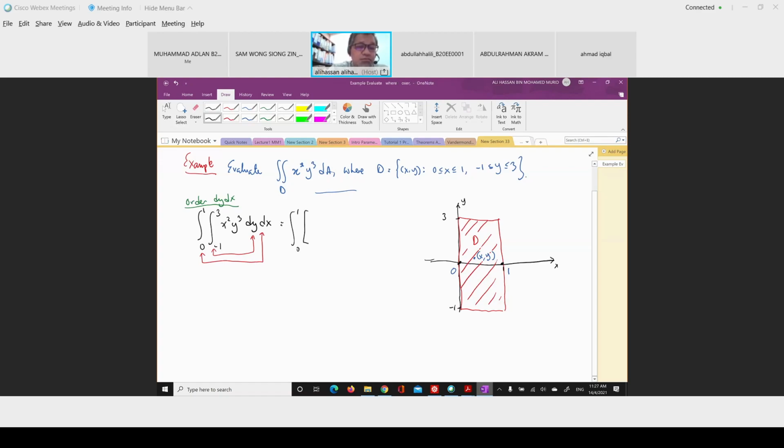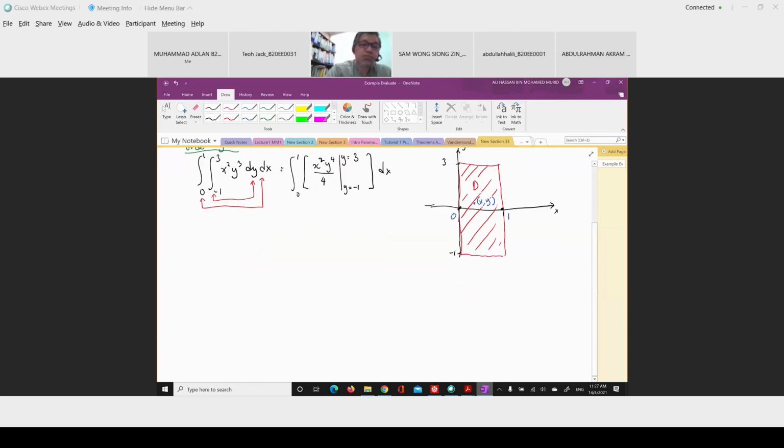What is the integral of x squared y cubed with respect to y? You want to regard x as a constant. X squared y to the power of 4 over 4. Yeah, that is correct. And the limits are for y, right? So the lower limit of y is -1. The upper limit of y is 3.